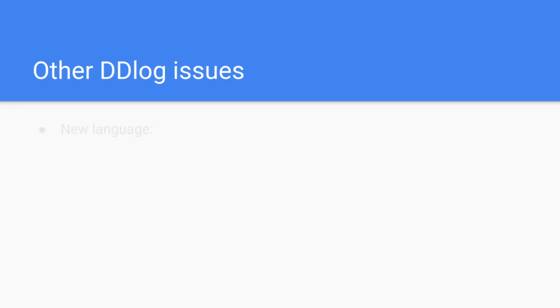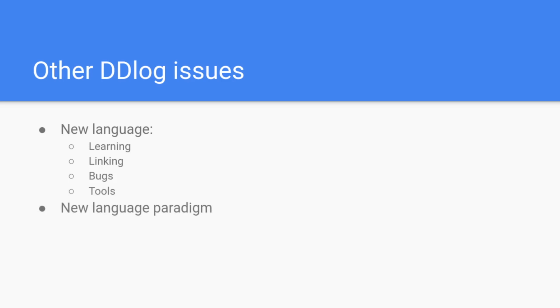DDLog has a few other issues. It's a new language, so your programmers have to learn it. You have to link it against your other code and make it work nicely. It's going to have bugs in the implementation, and you're going to have to chase those down. And then you're going to have to learn how to deal with the tools. It's a new language paradigm that is not just the difference between, say, Java and C. You have to learn how to write something in what is, to a lot of people, a pretty esoteric language paradigm. And at least until you finally adopt it, it causes double work for programmers. You have to implement it in DDLog, and you have to implement it in C.